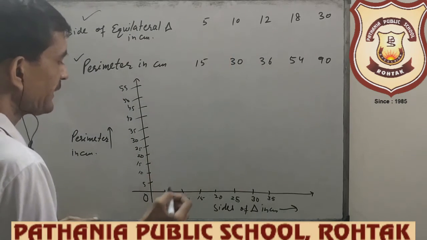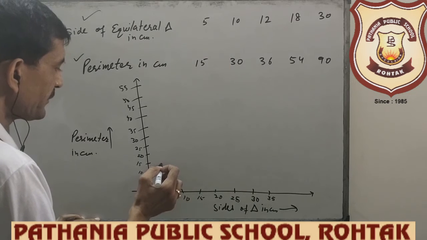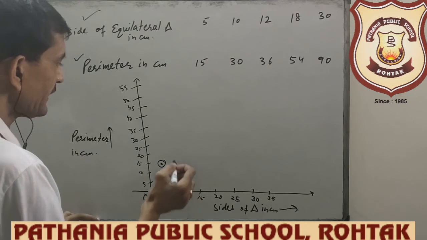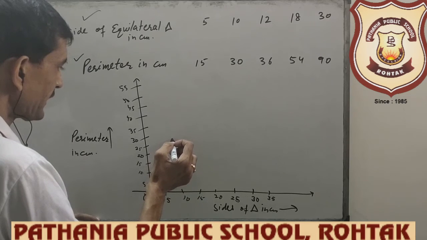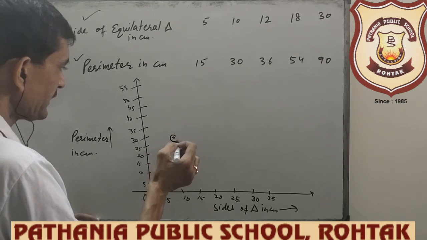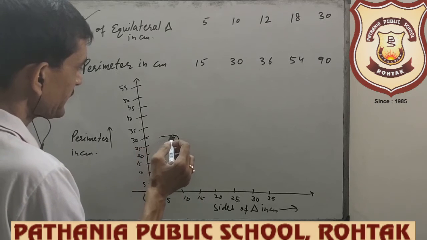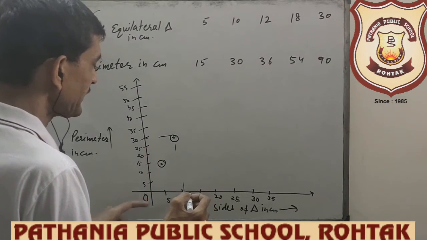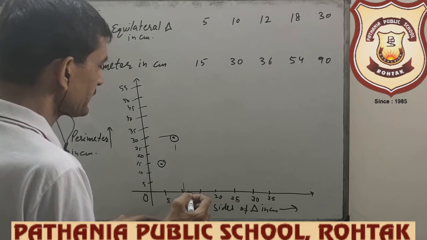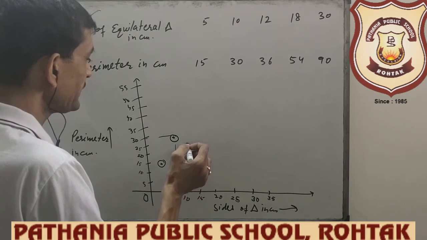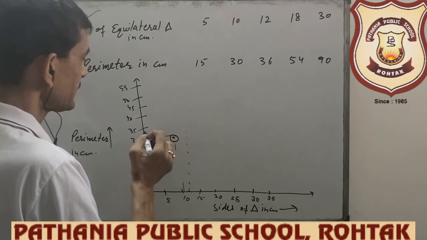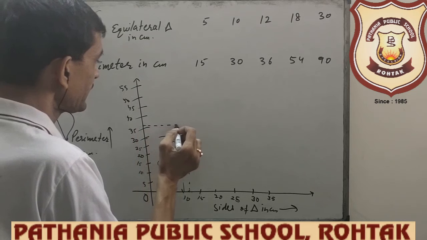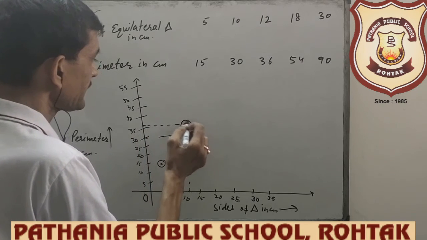If the side is 5, then the perimeter is 15. So the first point is this. If the side is 10, then it is 30. At 10 the value is 30, son, so this one. Then 12, 36 will come from here. 11 and 12 means it will come here, at 36, just above 35.